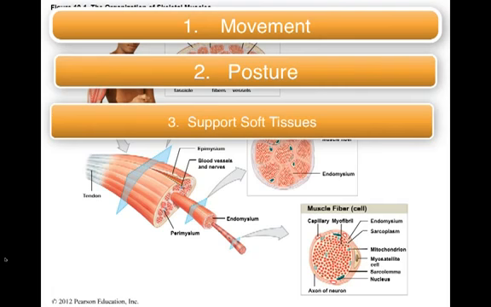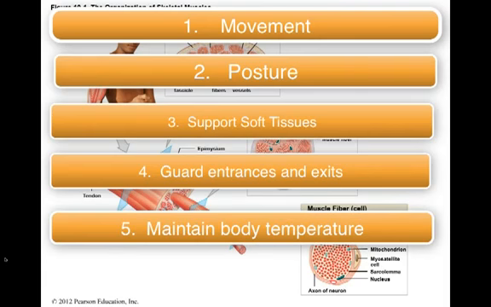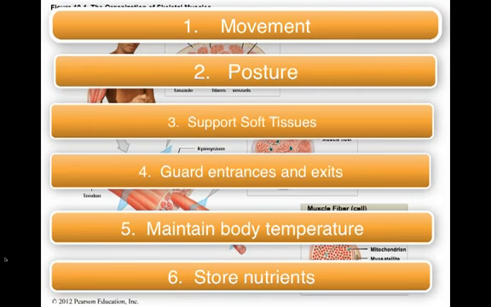Skeletal muscles guard entrances and exits by surrounding the openings of the digestive and urinary tracts. Skeletal muscles maintain body temperature by releasing heat when they are working. And finally, skeletal muscles can store nutrient reserves because the protein in muscles can be broken down into amino acids, which can then be used to produce energy.